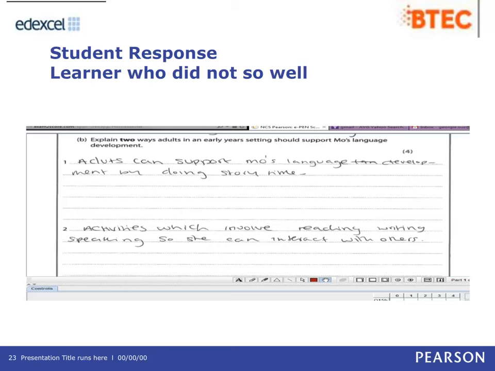This is an example of a response that achieved 2 marks. 1 for doing story time and 1 further mark for involving Mo in speaking and interacting, encouraging communication. The learner has provided no extension, for example, doing story time to encourage Mo's communication skills.